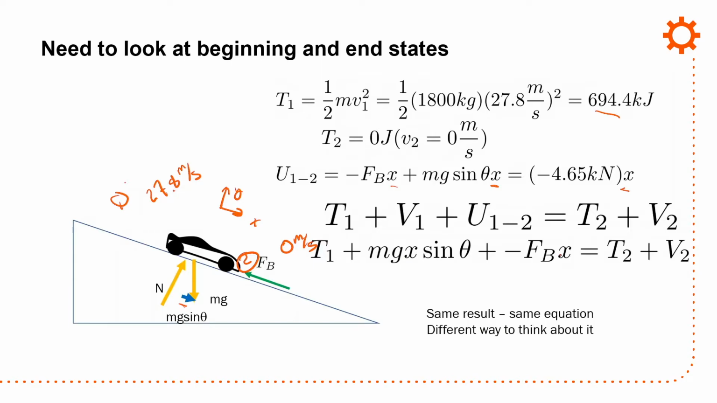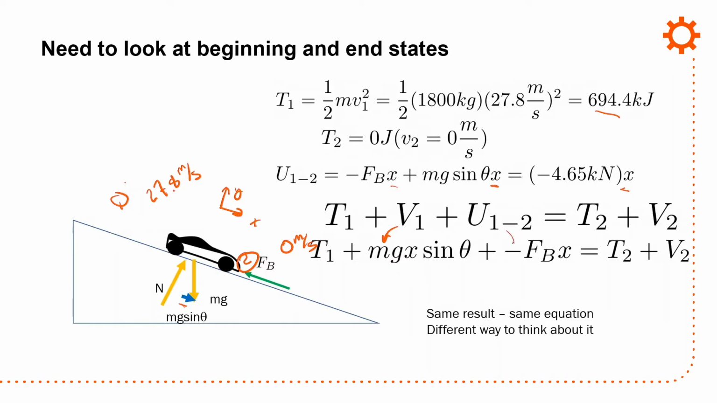At least that's how I think about it. And so I'd say, well, T1 plus V1 plus work 1 to 2 is equal to T2 plus V2. In that case, I have V1, which is going to be the component of gravitational potential energy at position 1, mgx sine theta. That's how high it is.